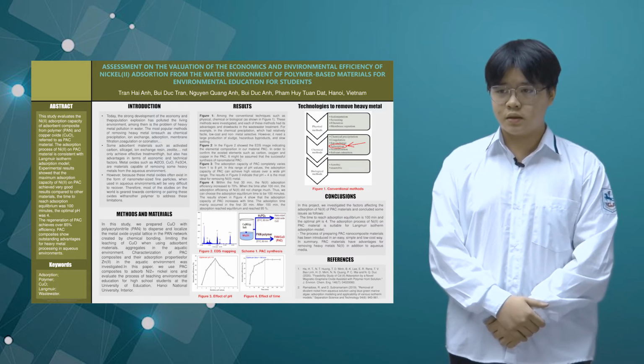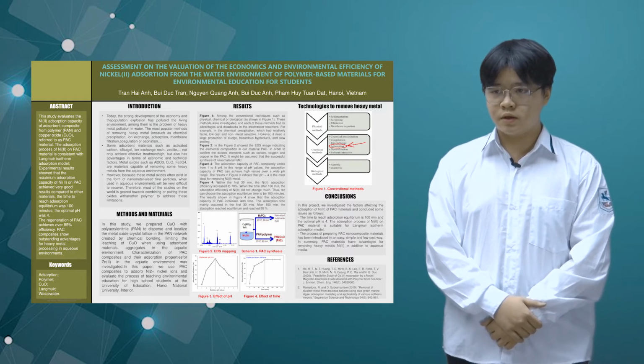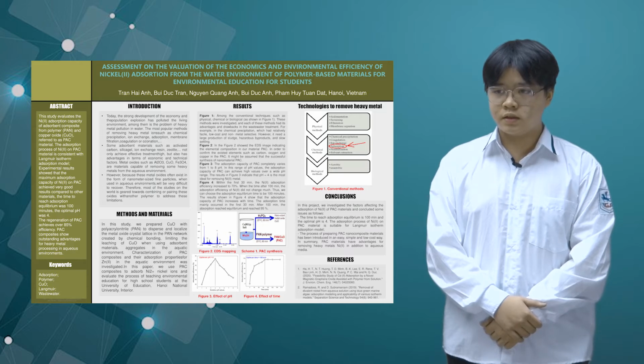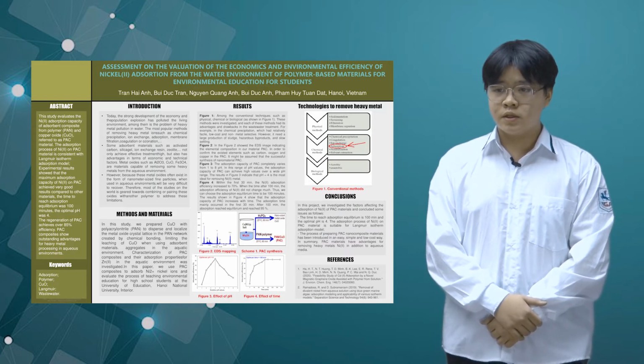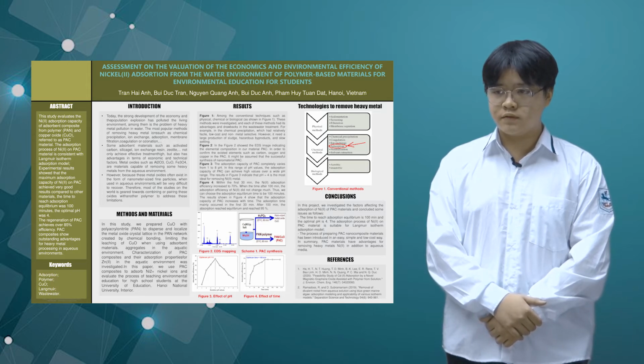Metal oxides such as aluminum oxide, copper oxide, and iron oxide are materials capable of removing some heavy metals from the aqueous environment. However, because these metal oxides often exist in the form of nanometer-sized fine particles, when used in an aqueous environment, they will be very difficult to recover.